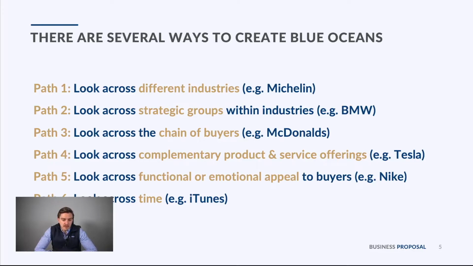The second path that you can take is that you look across strategic groups within your industry. So every industry has different groups. So if you talk about the automotive industry, you have the premium segment, then you have the mass market, and then you have other forms. And one example that comes to my mind is BMW here in Germany. So what they did is, BMW, as you probably know, is a premium car brand. And what they did, they created Share Now.